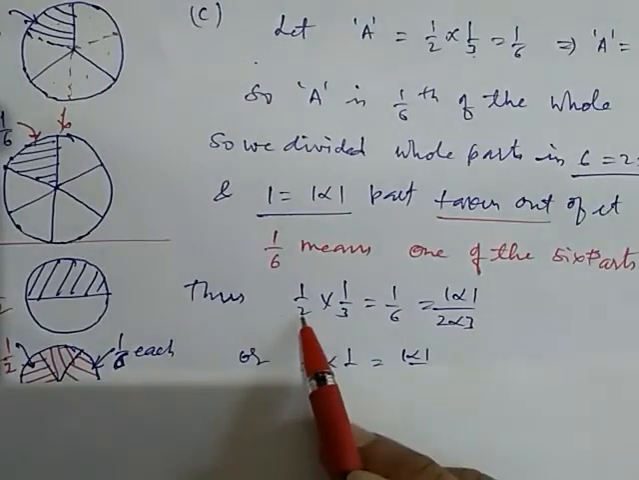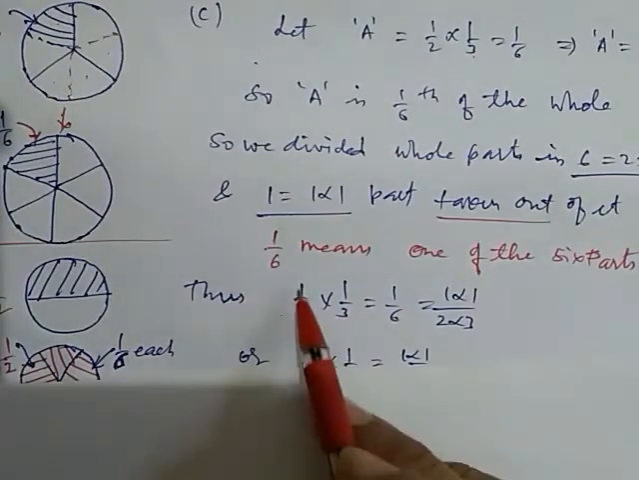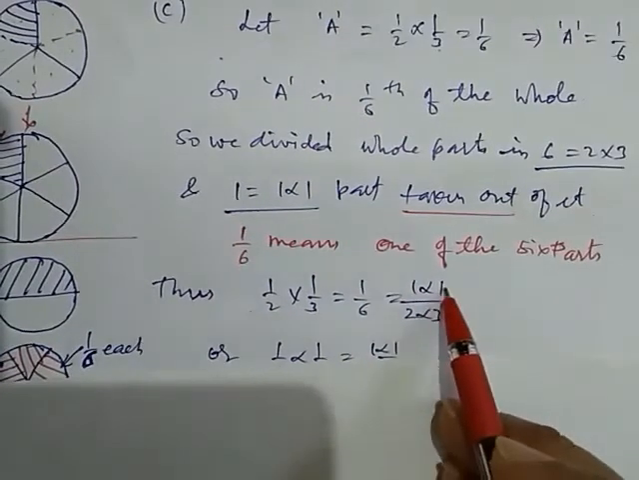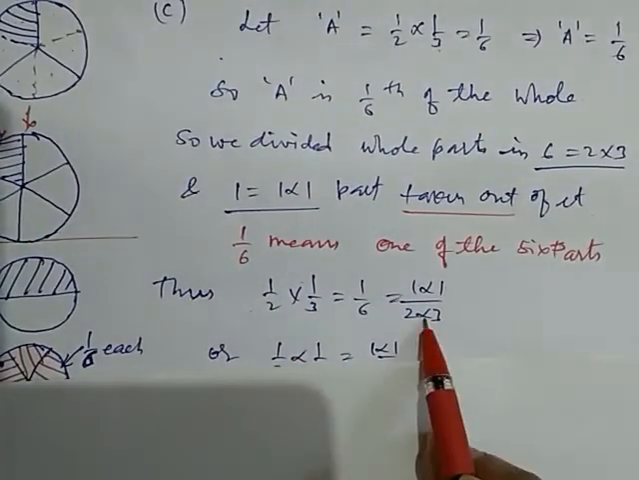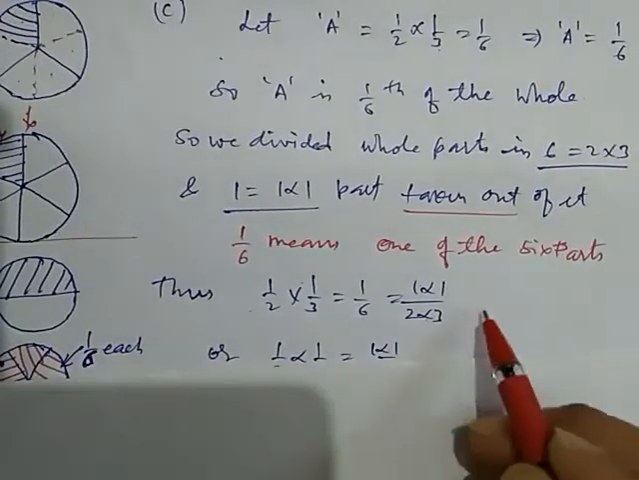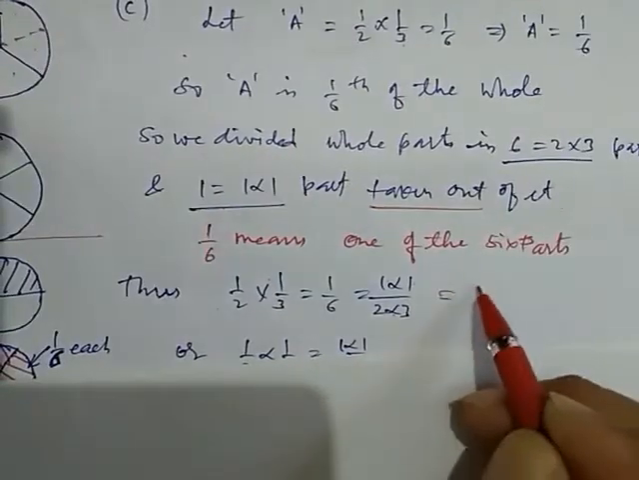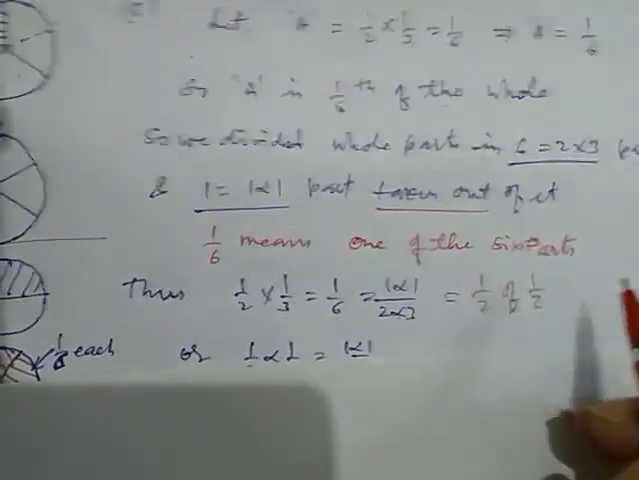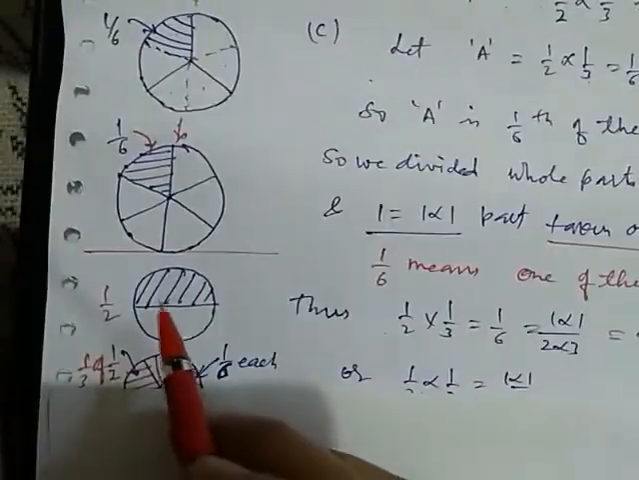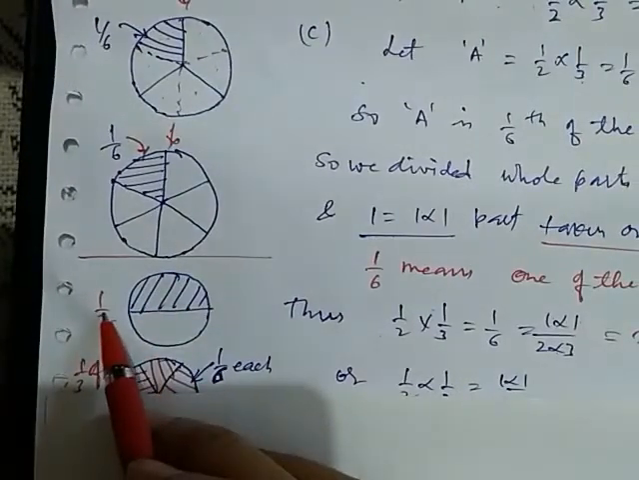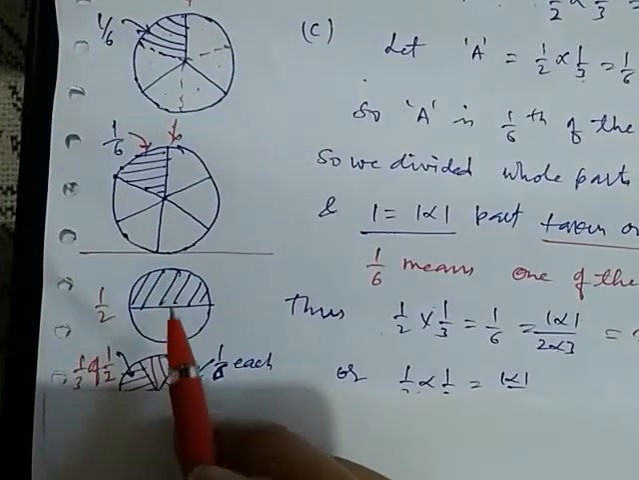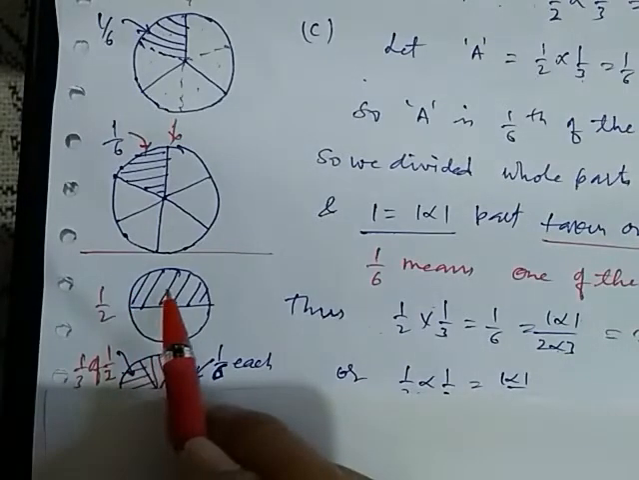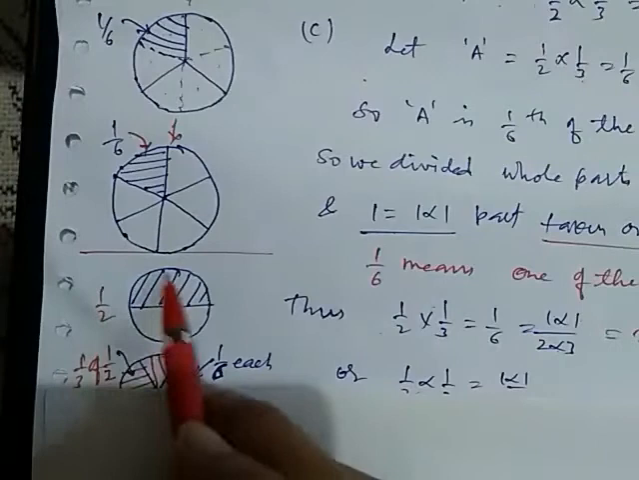Here 1 by 2 into 1 by 3 means half of 1 by 3. How much is it? 1 by 6. How? 1 into 1, and 2 into 3, so it becomes 1 by 6. And this is just equal to half of 1 by 3. So this is half. Half means we make 2 equal parts and consider only 1. That's why this becomes half.